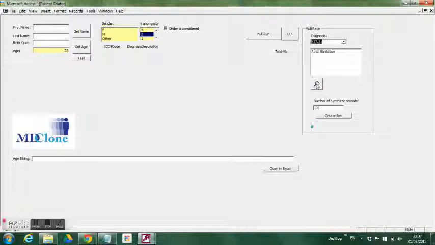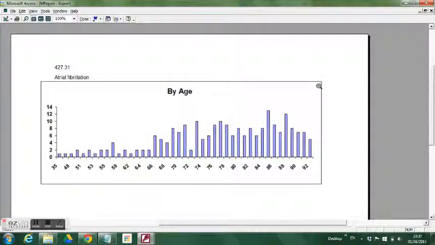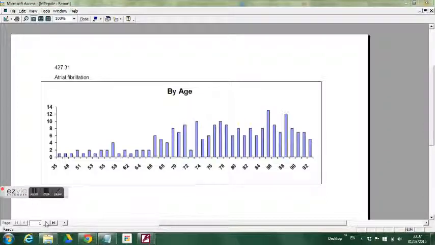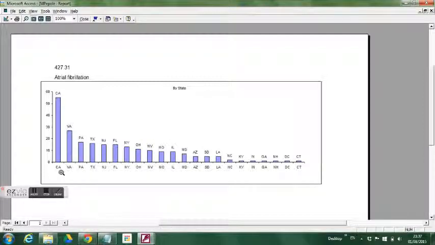We will select atrial fibrillation, so we can see obviously that most of the people who got it are elderly people. We'll switch to see distribution by states. We see that California is the leading one. We see that New York, although it's a big state, does not have a very high ratio of people relatively sick with atrial fibrillation.